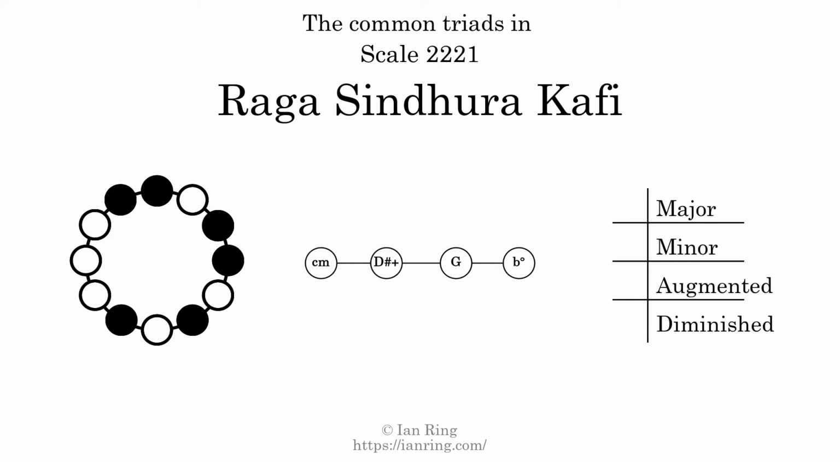100010101101. Here are the common triads present in this scale. The diagram in the center is a graph of parsimonious voice leading between triads. There is one major triad. There is one minor triad. There is one augmented triad. There is one diminished triad. Here is a Hamiltonian path of parsimonious voice leading that uses all the triads.